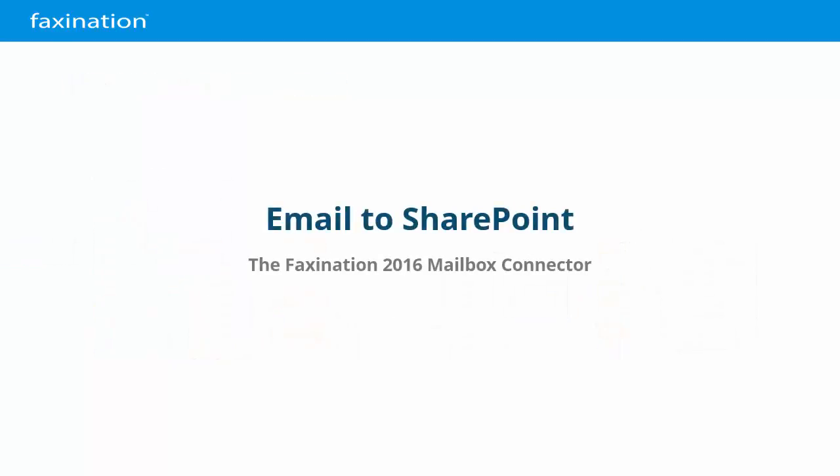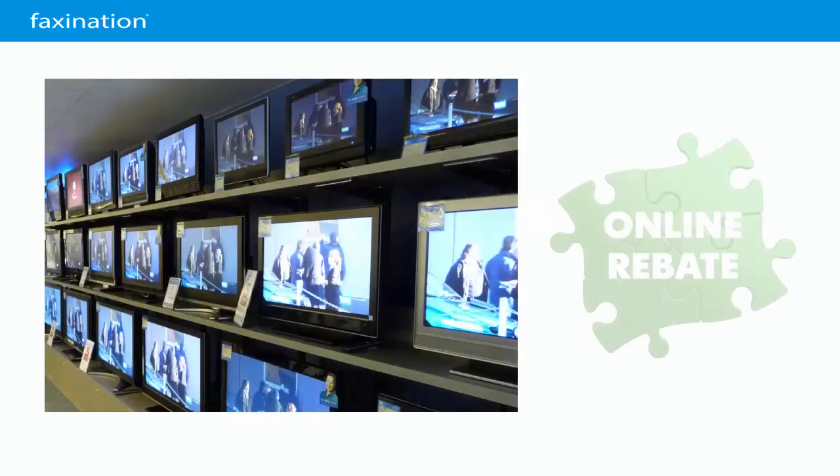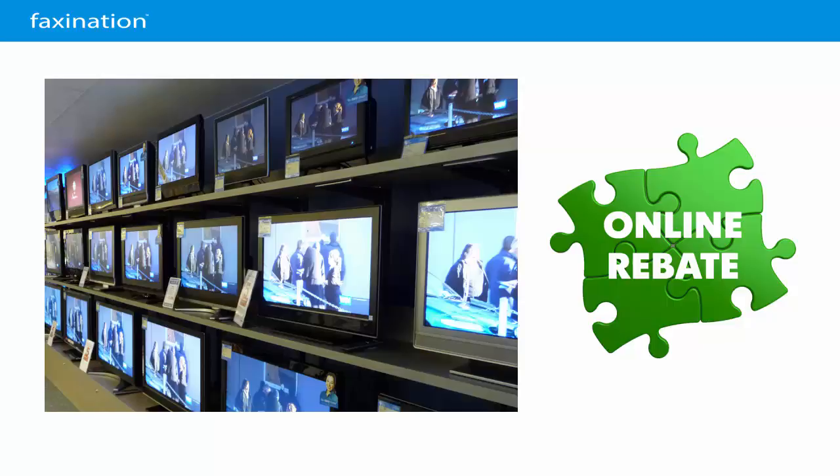Let's look at a similar scenario which routes file attachments to SharePoint document libraries. A home electronics distributor is planning a campaign that will offer rebates on new television purchases during their traditionally slow season. A third-party website allows consumers to prepare their rebate forms and provide proof of purchase online, which is then forwarded to the distributor via email. Inbox filtering rules will sort the incoming emails by product, and then Faxination will route the email attachments to SharePoint.